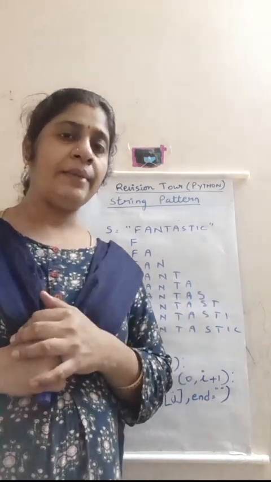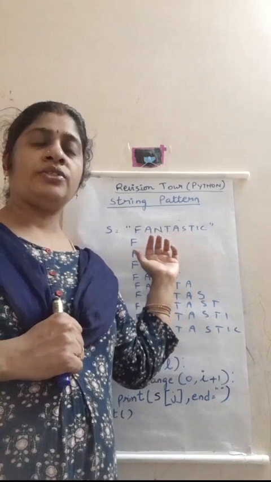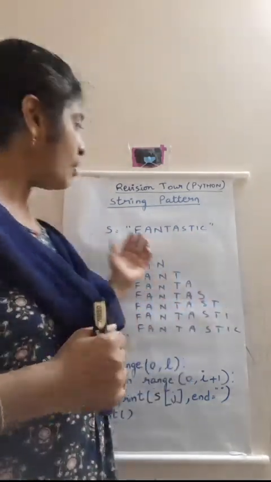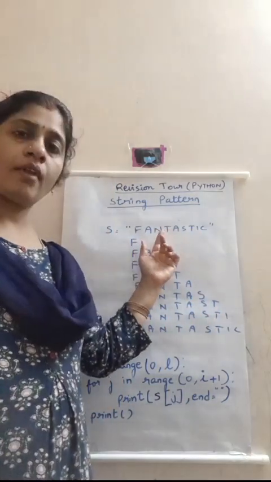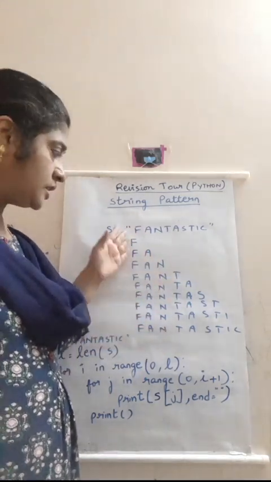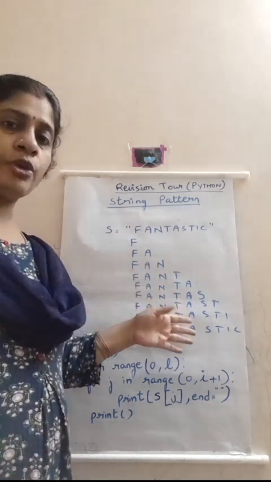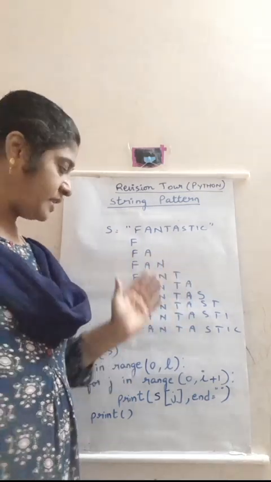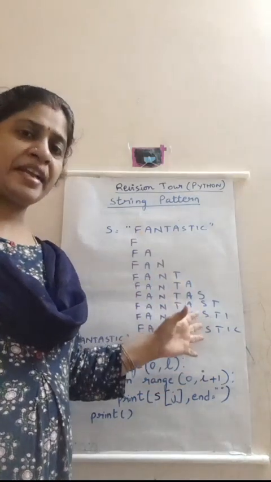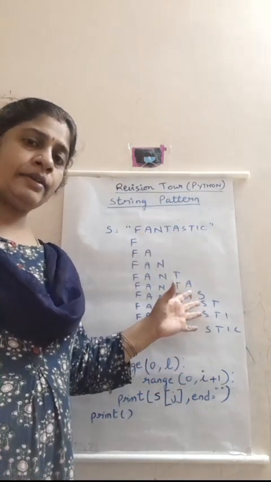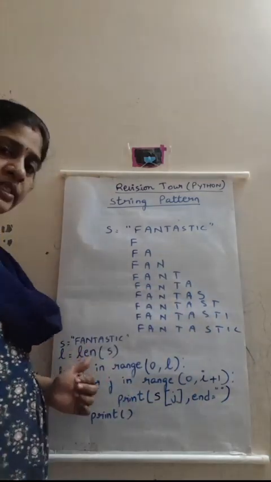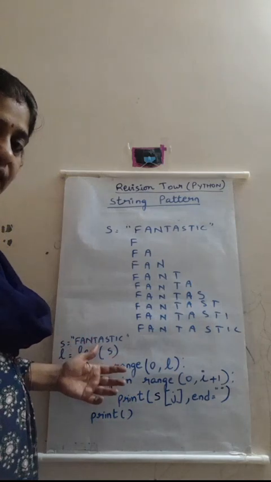I have described how to generate patterns on numbers. Today we will see generating patterns on strings. I have got a string, "fantastic", and I want to generate this pyramid kind of pattern. I have done this using nested loops, which we have already done for the same pattern on numbers. Now we are doing it on a string. The string is s is equal to fantastic.